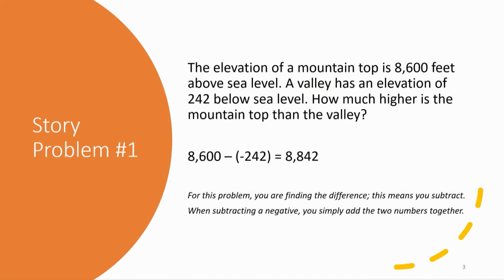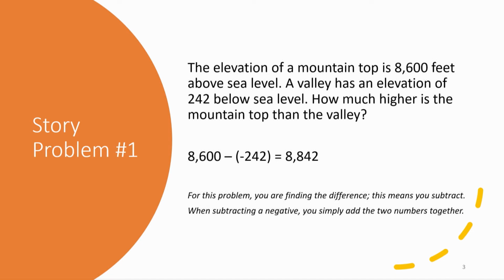So we're talking about a mountain and then a valley. So the elevation of a mountaintop is 8,600 feet above sea level. A valley has an elevation of 242 below sea level. So that's going below sea level, 242 feet. How much higher is the mountaintop than the valley? So again, it's a story problem. You want to look for clues. How much higher? And then you have than. So you're comparing, so it's probably going to be a subtraction problem.